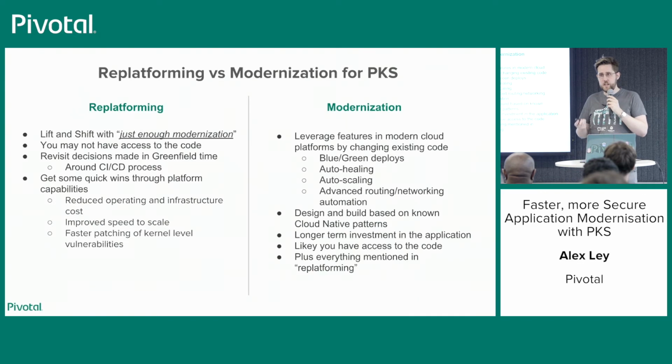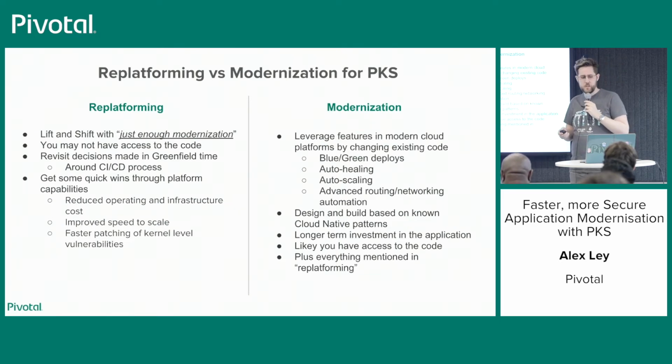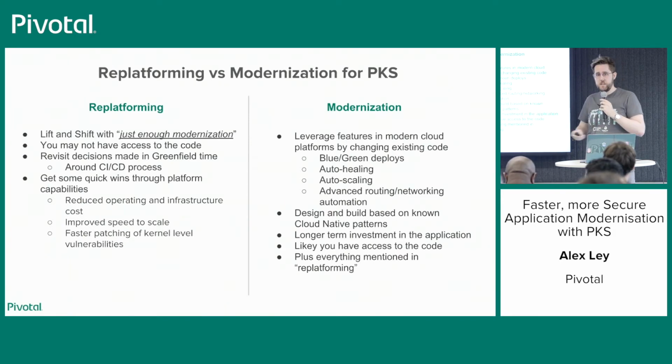Okay, so we get a chance to revisit some decisions around the greenfield, how the CI/CD is done, how does this look in this new environment, and really how can we get some quick wins through the platform capabilities. This might be reduced operating costs, could be improved speed to scale. Modernization, on the other hand, this is really how can we leverage all the cool stuff that these cloud platforms give us. How can you do auto-scaling, auto-healing, things like cloud-native design patterns. And so this is really taking something and fully modernizing it.